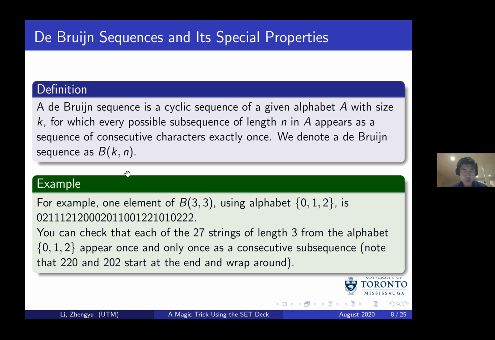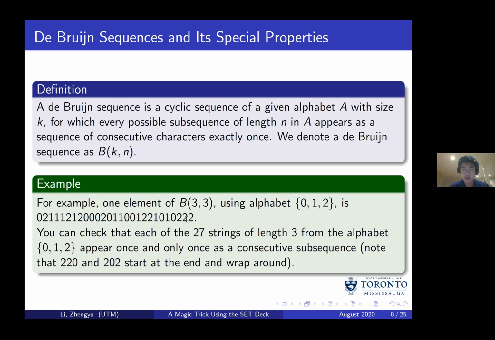And as you can see, we have a sequence here. And you can check that each of the 27 strings of length 3 from the alphabet 0, 1, 2 appears exactly once as a subsequence. So for example, 0, 0, 0, you can find it here, 0, 0, 1, 0, 0, 2, and vice versa for all of them. A special one would be 2, 2, 0, because remember this sequence is cyclic.